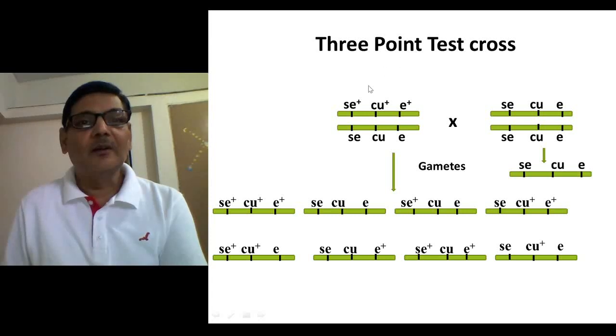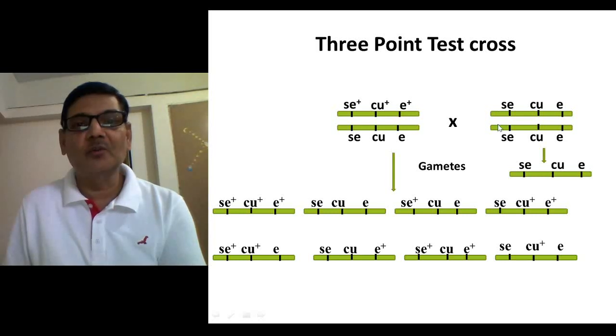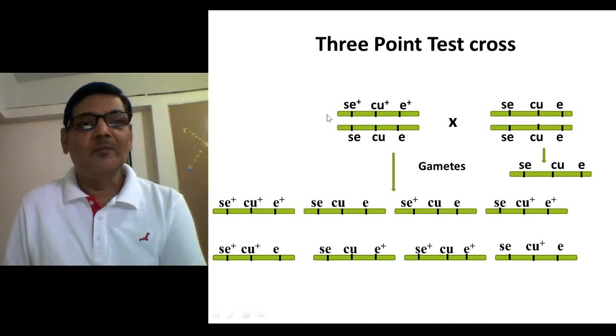See here, you actually crossed the normal female flies with the mutant one, and in F1 generation you got flies having sc plus, cu plus and e plus, and sc, cu and e. These are heterozygous flies, but they will be crossed with the mutant fly, that is having all the three mutations on both homologous chromosomes. But one thing which I have not shown here, these heterozygous flies will always be female. So these will be female flies.